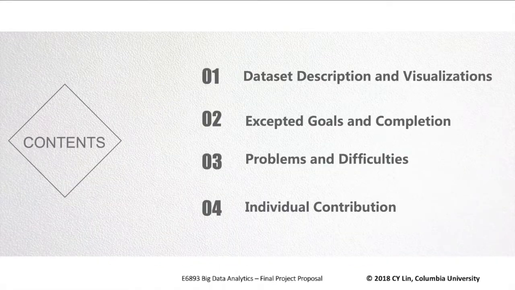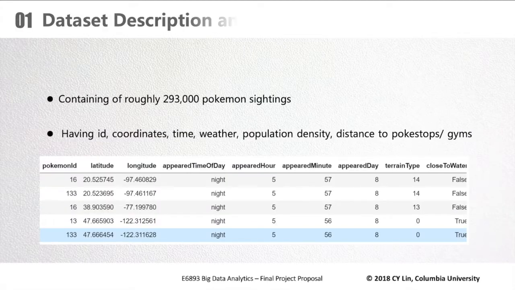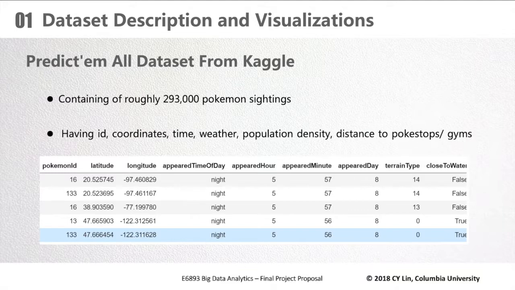And I'll introduce the first part, dataset description and realization. This is a dataset from Kaggle, and its name is Predict Them All. It contains roughly 293,000 Pokemon sightings. From the picture, we can see that it contains ID, latitude, longitude, appear time of day, terrain type, and many other features. So let's take a quick look at the dataset and what we can get from the original dataset.